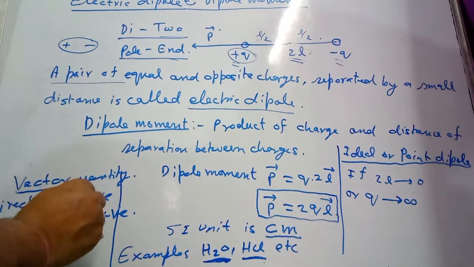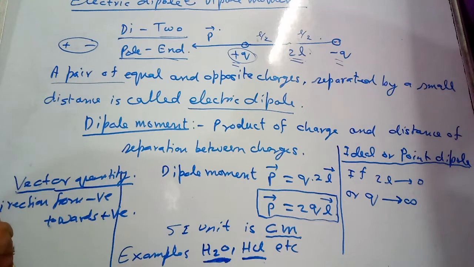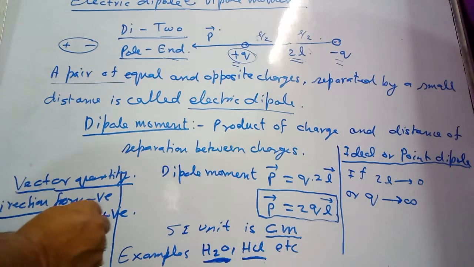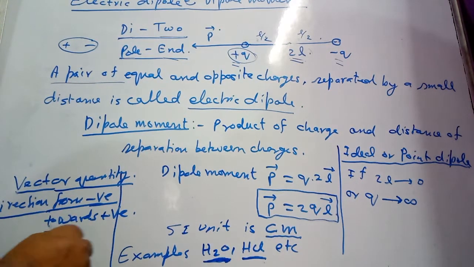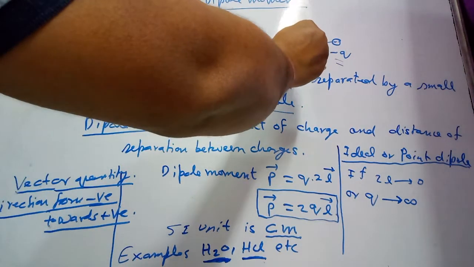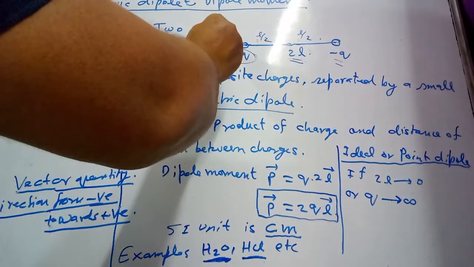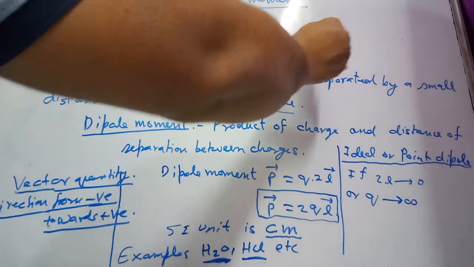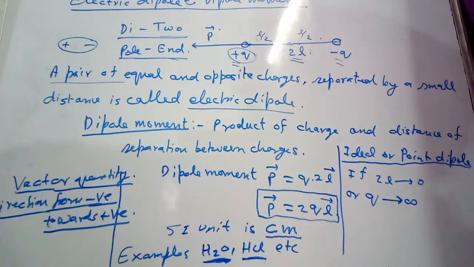If it is a vector, what can be its direction? The direction of the dipole moment is from the negative charge of the dipole towards the positive charge. In the figure you can see dipole moment P as a vector shown from the negative charge of the dipole towards the positive.